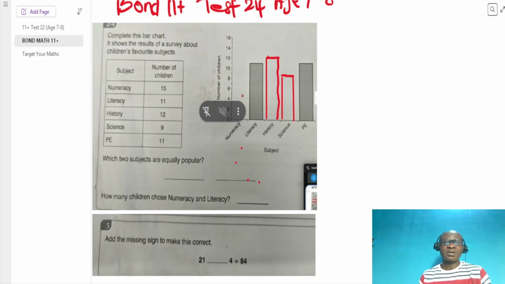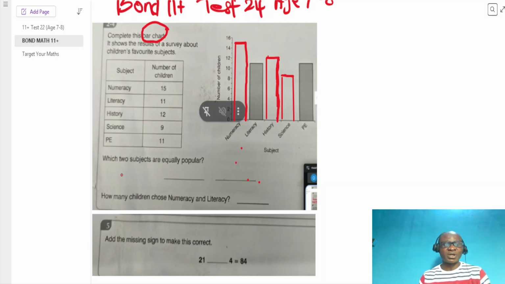The last one is numeracy. How many are there? 15. You go to the middle of what? Middle of 14 and 16. Do you understand? Yeah. That is our 15. You trace it down, then you bring down this one. So this is how we can complete the bar chart. Is that okay? Yes. It is called a bar chart. There should be a space between the rectangle lines, an equal space.